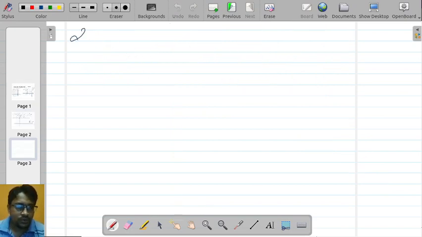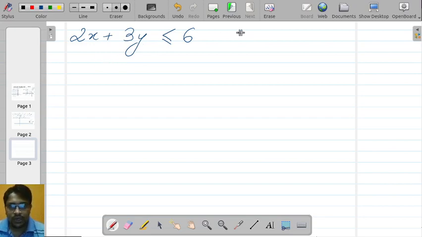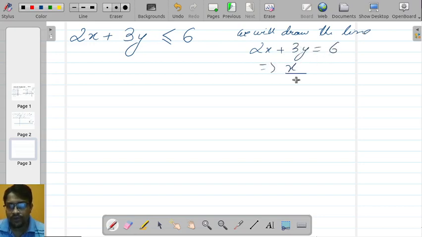Now let us go to this: 2x plus 3y less than or equal to 6. So how do I represent this particular region? First we will draw the line 2x plus 3y is equal to 6. I told you how to draw the line. We have to convert it to the intercept form, x by 3 plus y by 2 equal to 1. So immediately I can draw this line.